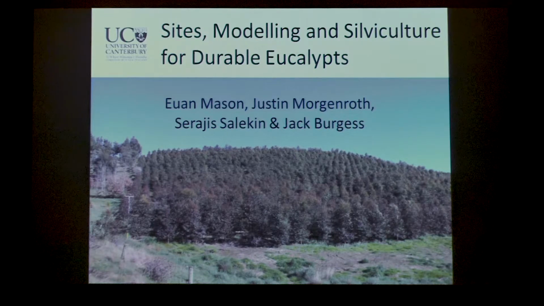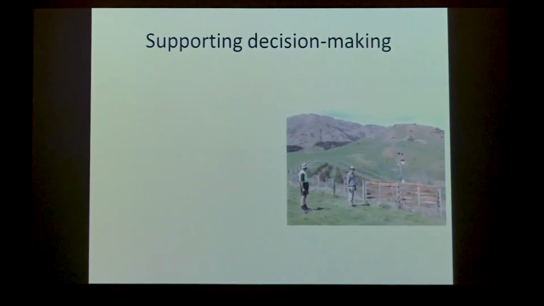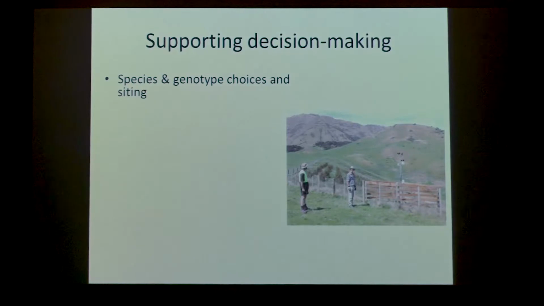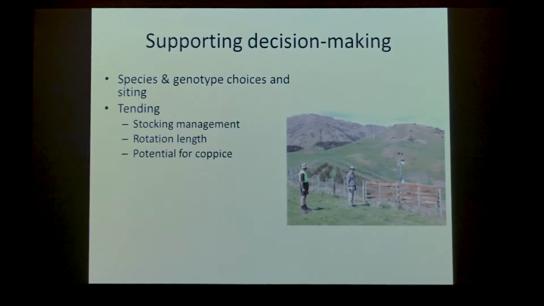So what we're talking about with this particular topic is we want to try and answer the questions that potential investors will ask when they consider growing these eucalypts. So they'll want to know things like, where should we put different species? What kinds of sites will they do well on? And they'll want to know, how should we tend them? How many trees should we plant? What are the likely rotation lengths? What is the potential for coppice? Questions like that. How are we going to regenerate them?